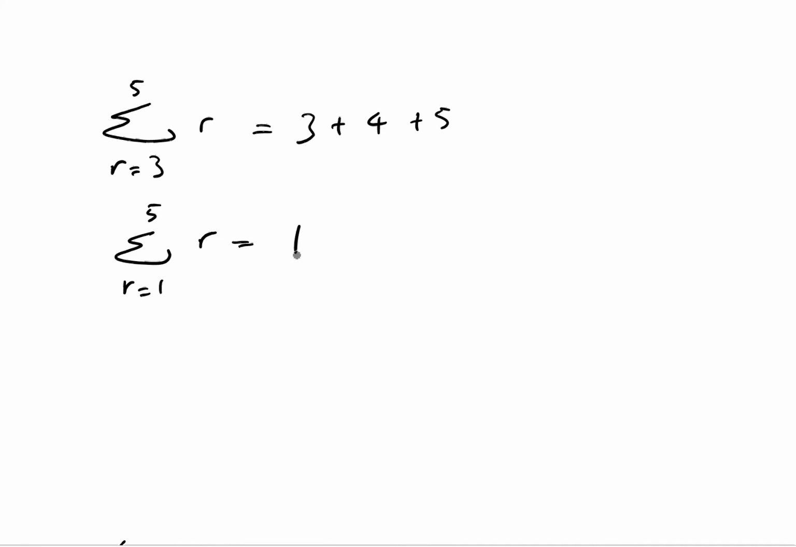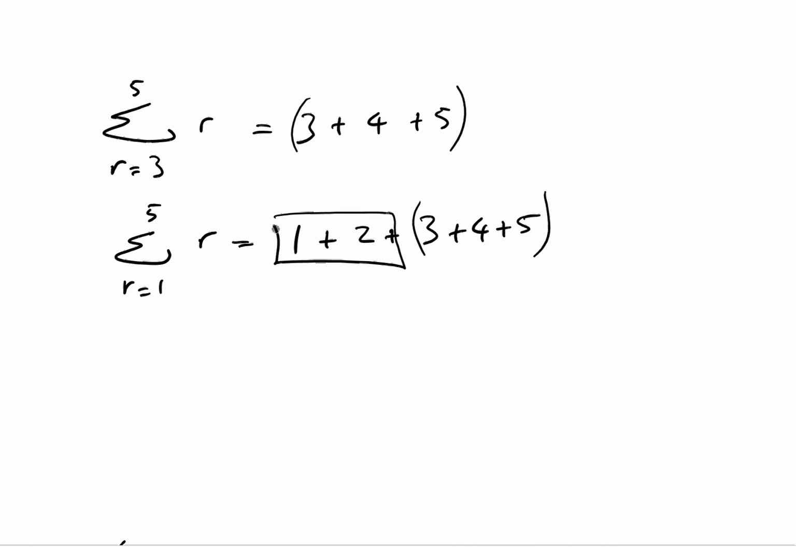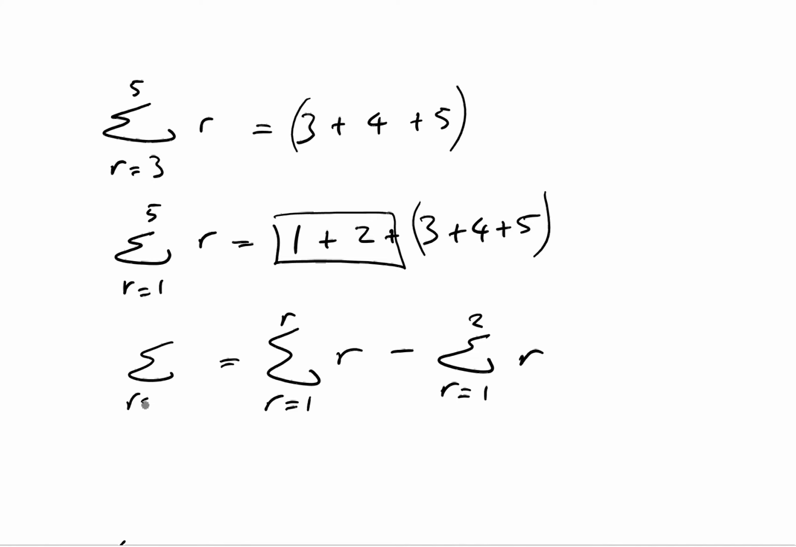So we're going to start from 1, so we go 1 plus 2 plus 3 plus 4 plus 5. Let's look at these things. That's the same as that, but this thing is not the same as that. In order to make this look the same as that, we're going to have to take away the 1 plus 2, which is just the summation from r equals 1 to 2 of r. So we're going to have to take that away from here, and that should equal the sum from r equals 3 to 5. So this should now be the same as this.